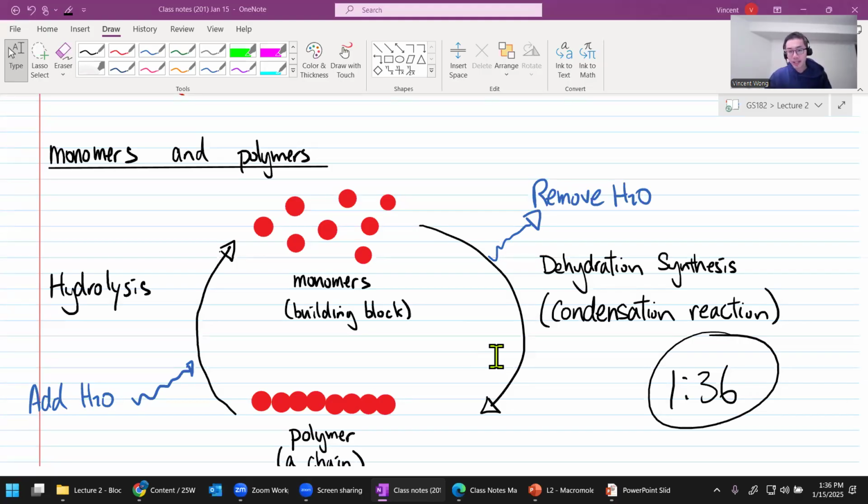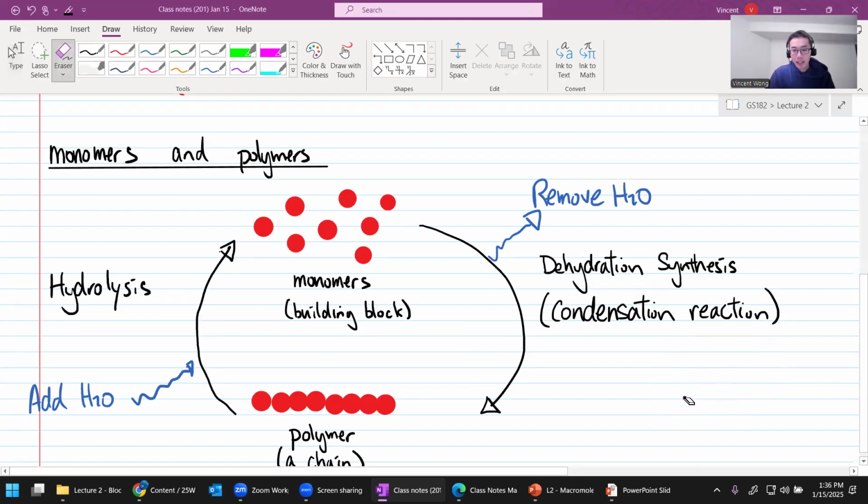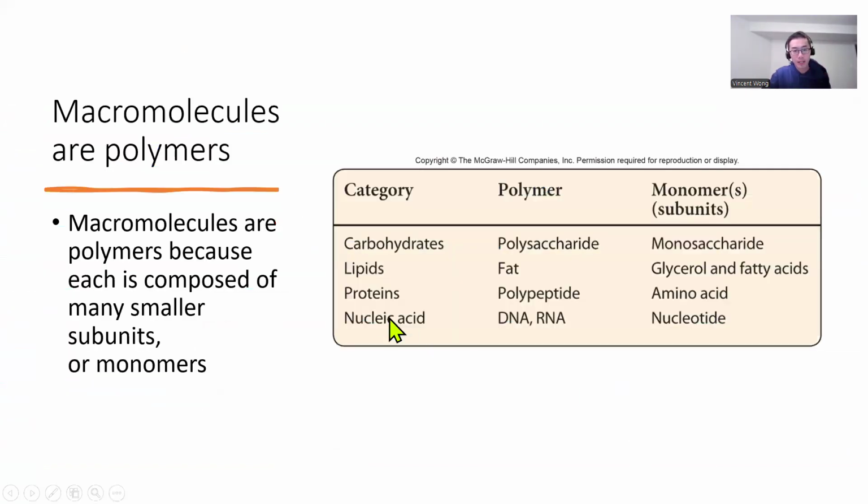Hello, break's over. It's me again. Let's keep going. So now you kind of understand the relationship between how we put these building blocks together and how we break them apart. Let's take a look at actual examples to help you get a better understanding of it.